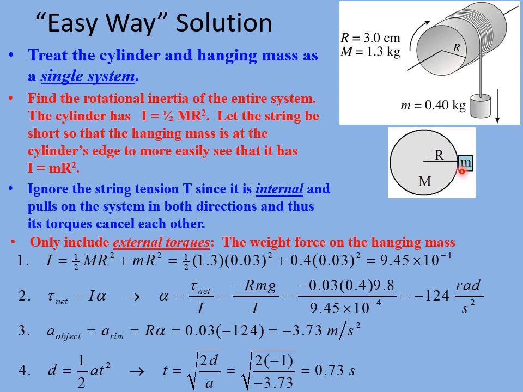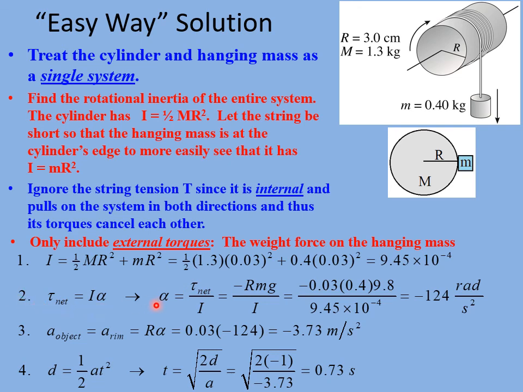Now remember, for a compact object, its rotational inertia is just mr squared. So plugging in all of these numbers here. By the way, this mass here is uppercase M, that's the cylinder mass, and the hanging object is lowercase m, that's this m here. So I plugged in all those numbers and came up with our rotational inertia of 9.45 times 10 to the minus 4. The next step is to apply Newton's second law for rotation.